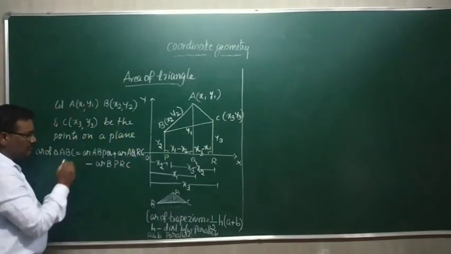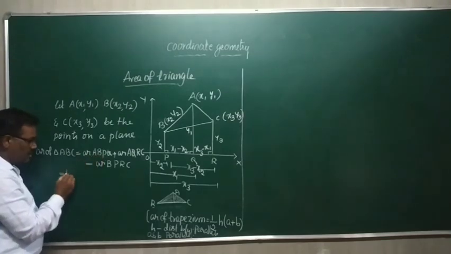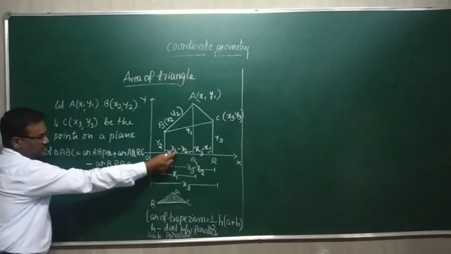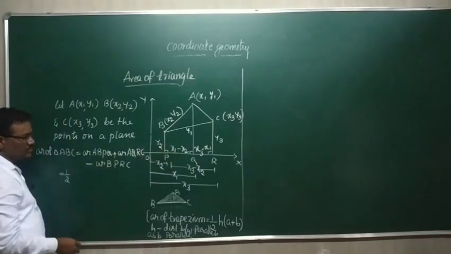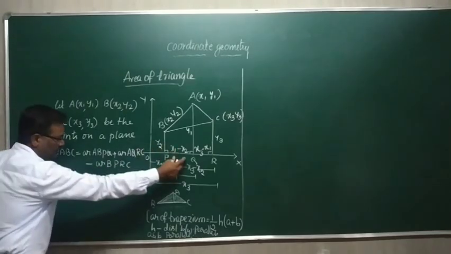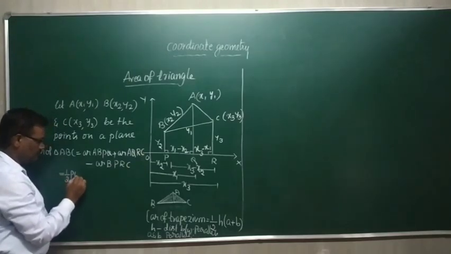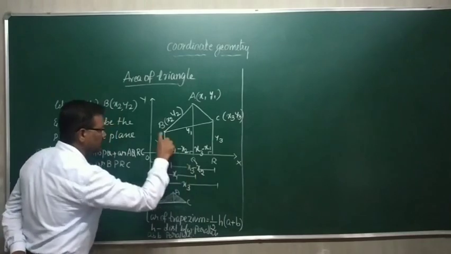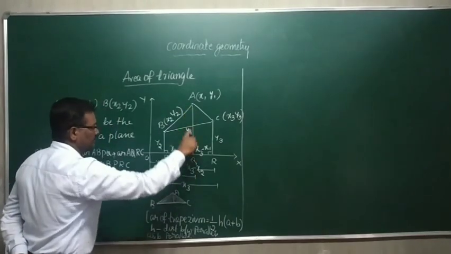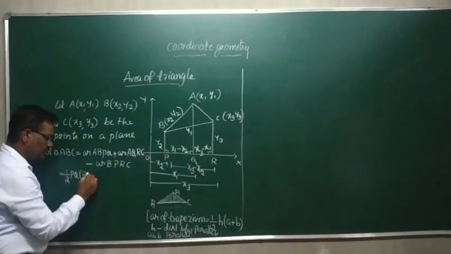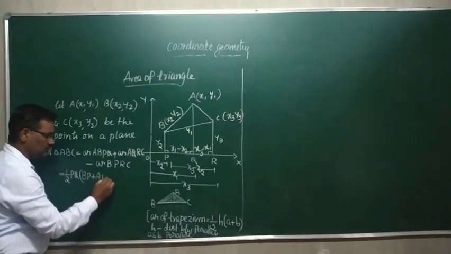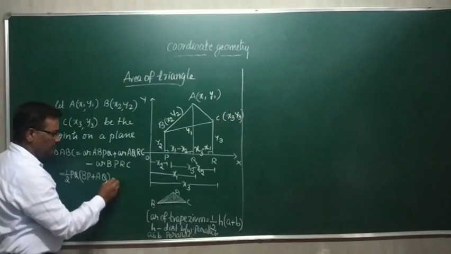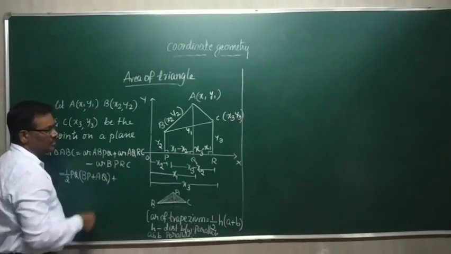According to that, area of trapezium, once again here, half into h, that is x1 minus x2. Otherwise, I can say h is PQ, into a plus b. a is this one, BP, and AQ. BP plus AQ. This is area of ABPQ plus area of AQRC.